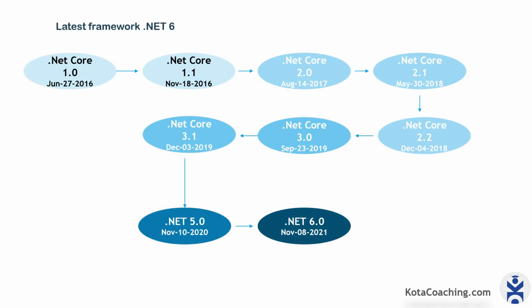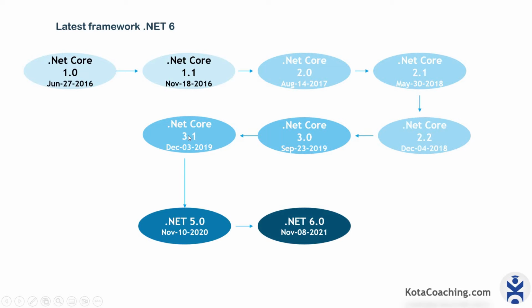Latest framework. In .NET currently we have .NET 6. This is the new version of .NET that was launched last year in November. The purpose of this diagram is to explain to you about .NET Core and .NET 6. If you see, .NET Core came into the picture in June 2016. You see the versions 1.1, 2.0, 2.1, 2.2, 3.0, 3.1.